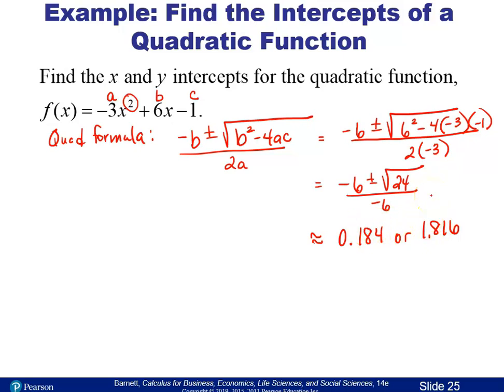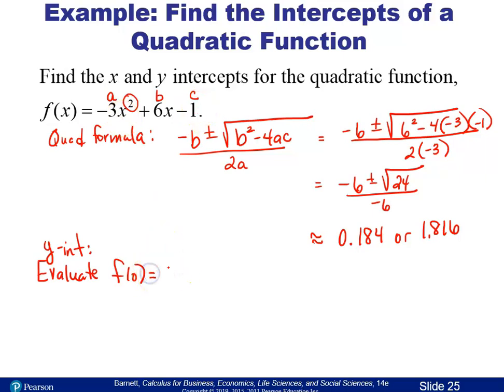Because this is a business course, it is okay to leave it as a decimal and not have to simplify radicals. The other thing we're asked to find is the y-intercept. To find the y-intercept, we have to evaluate f of 0, and that's going to give me my y-intercept. In other words, plug 0 in for the x, whatever I get out of it, that's my y-intercept.